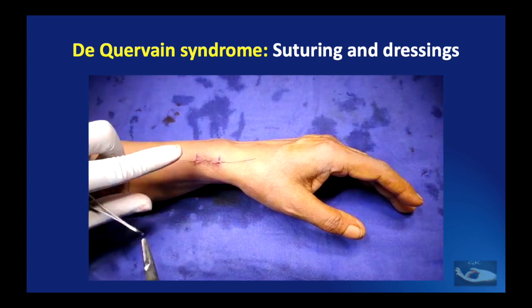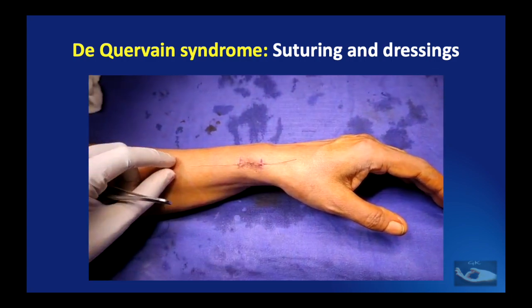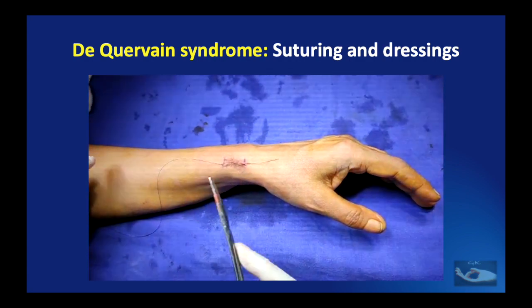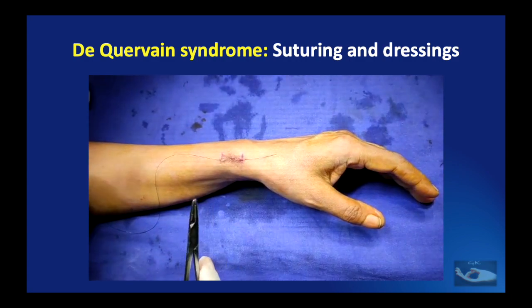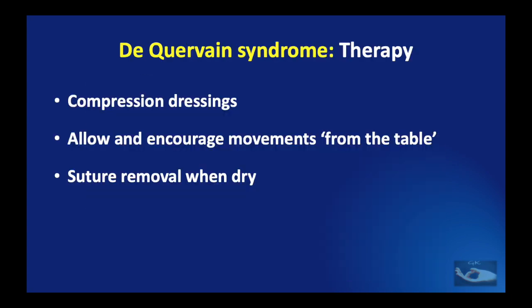Usually the patient will be able to say that the movements are now totally free. Now the tourniquet must be released and perfect hemostasis achieved before a closure can be done using a subcutaneous suture with Vicryl and a subcuticular suture for the skin. A light dressing with a compression bandage is ideal after the suturing. We must also inform the patient and allow and encourage movements right from the table itself. Suture removal can be done when it is dry.